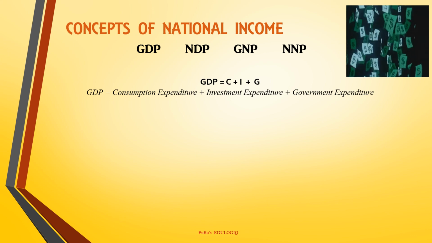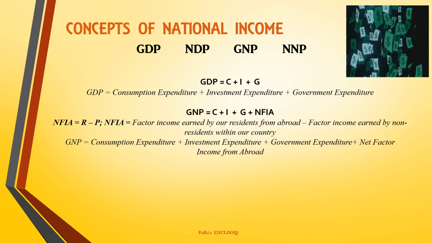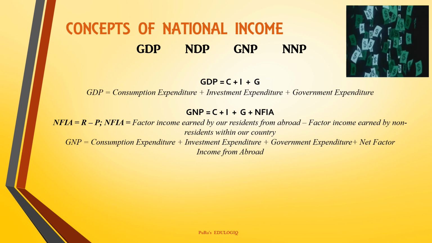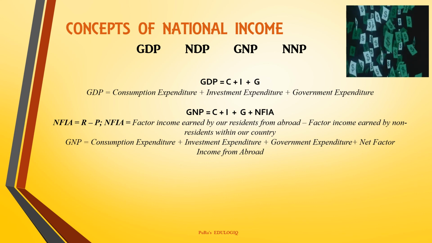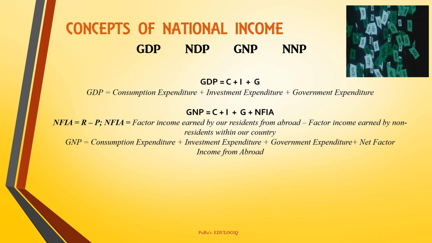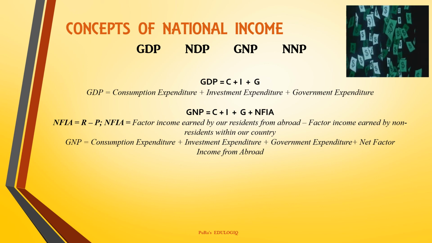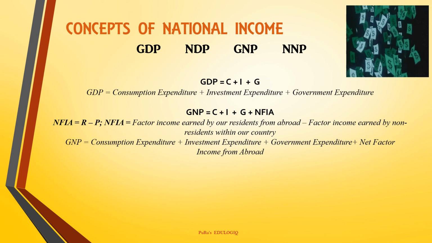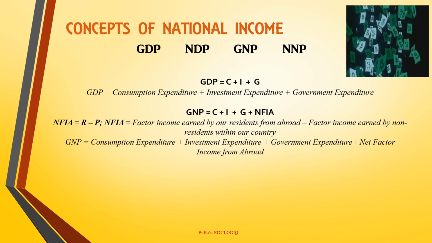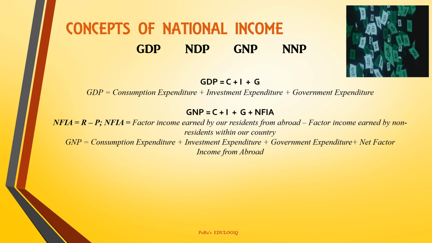Moving on to the next identity, that is GNP, gross national product. It is the summation of GDP with NFIA. Now what is NFIA? NFIA is net factor income from abroad. That is nothing but the difference between the receipts earned from foreign trade minus the payments made through foreign trade. So it could also be said to be the net exports, the difference between export earnings and import payments. Hence GNP is C plus I plus G plus NFIA.